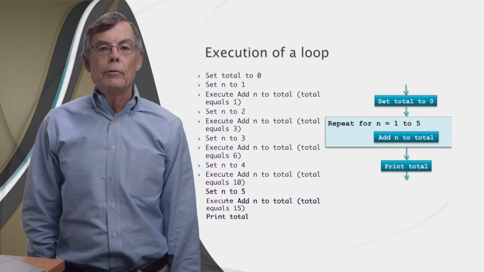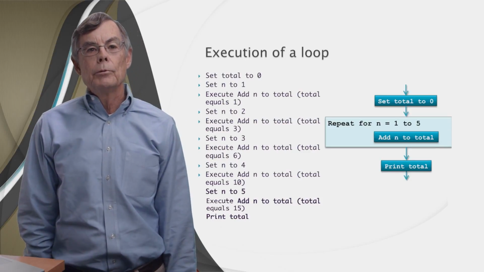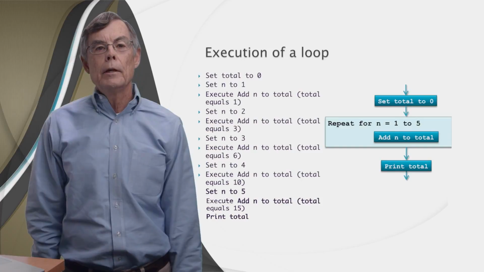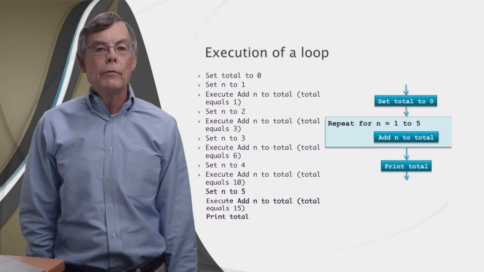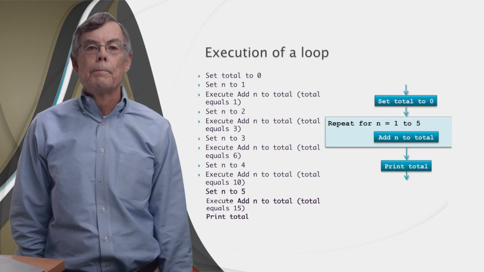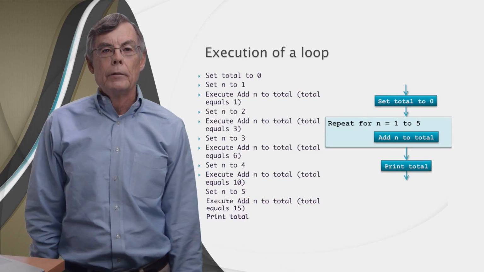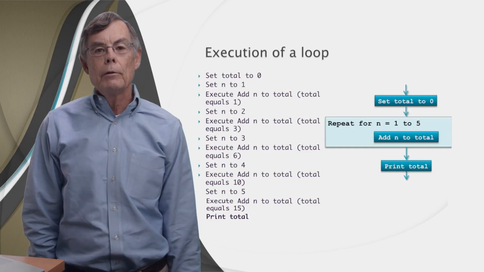For the fifth iteration, n is set to 5. Again, n is added to the total. Now total equals 10, n equals 5, so total becomes 15. That's the end of the fifth iteration, and we've hit the end of the list of values for n, so the loop ends. And finally, we get to the statement after the loop, which prints 15, and our algorithm is done.